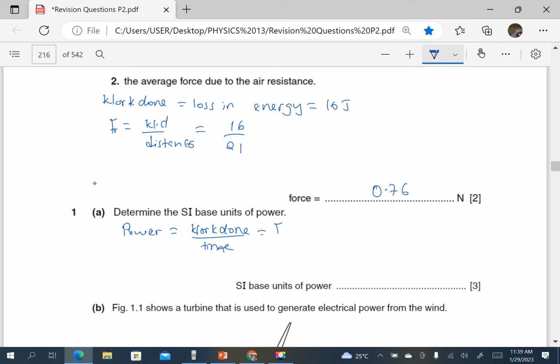which work done is going to be force times distance in the direction of the force, or displacement, then divide by time. So we substitute to find the units. So the units of power will therefore be force, which is kilogram meters per second squared, times distance, which is in meters, divided by time, which is seconds, and this simplifies to kilogram meters squared per second cubed.